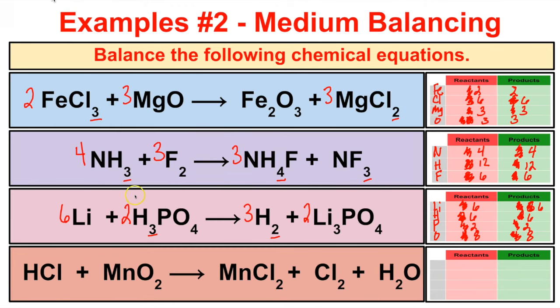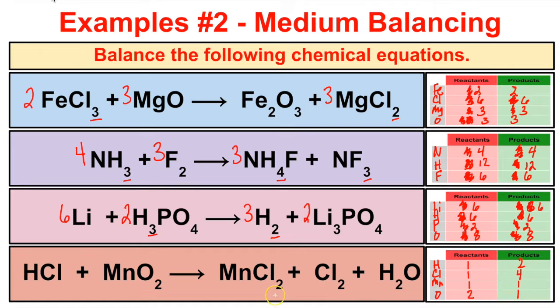Let's take a look at this last one down here. This last one here looks a little tricky, but it's actually not. There are hydrogen atoms, chlorine atoms, manganese atoms, and oxygen atoms in this chemical equation. If we count these here, we have 1 hydrogen on the reactant side, 1 chlorine, 1 manganese, and 2 oxygens. On the product side, we have 2 hydrogens, 4 chlorines, 2 here and 2 here, 1 manganese, and 1 oxygen. So our chemical equation is not balanced.